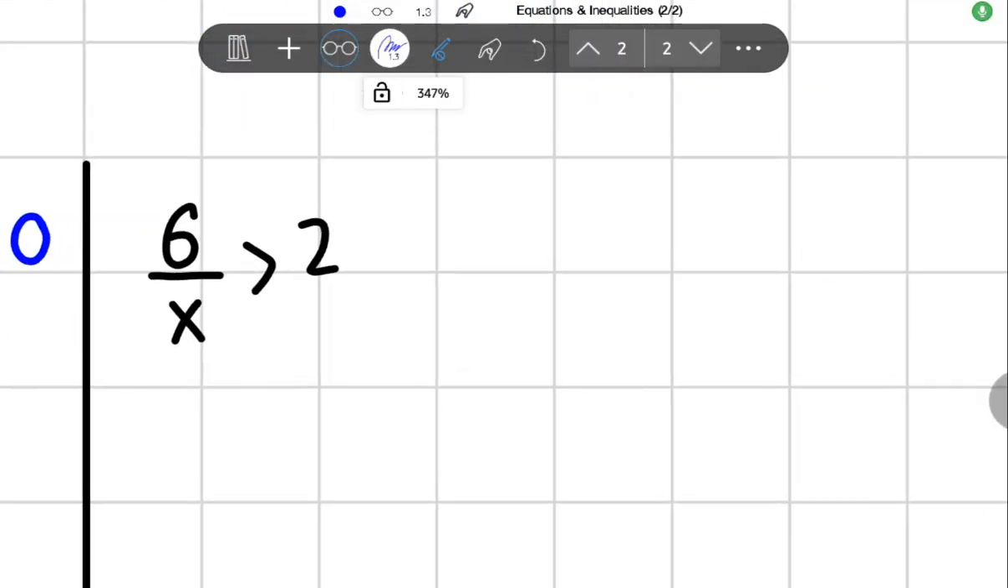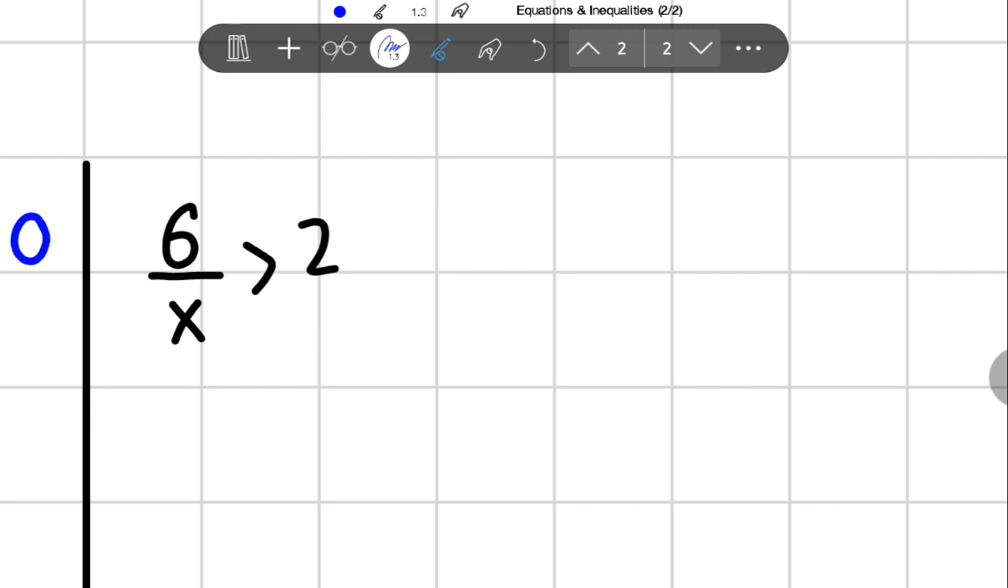A new concept which I actually found interesting is this inequality: 6 over x is greater than 2. To be honest, there are two ways to solve this. I think the intuitive way most students would solve this is just to multiply both sides by x. And the thing is, this is quadratic inequalities we're talking about, and you'll get to see what I mean when you actually draw the graph.